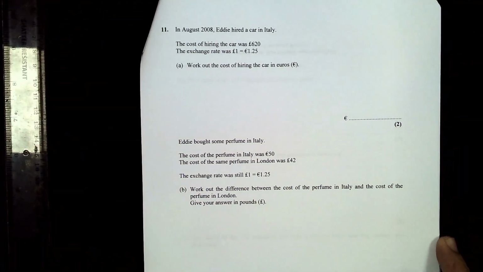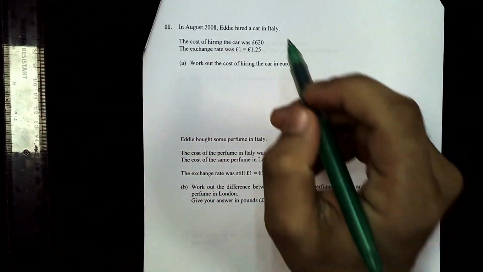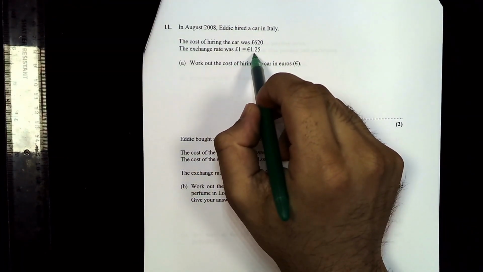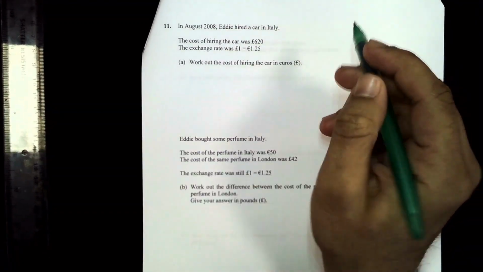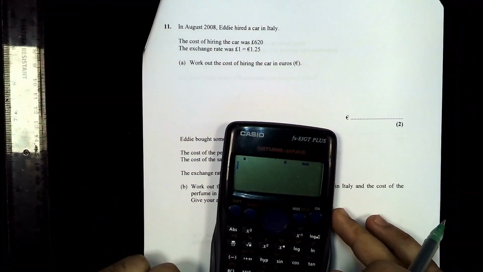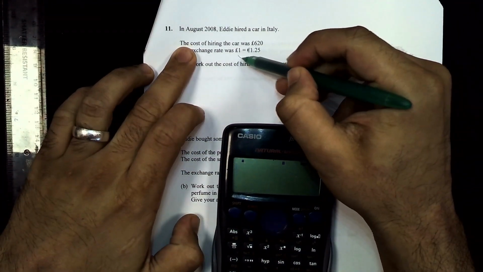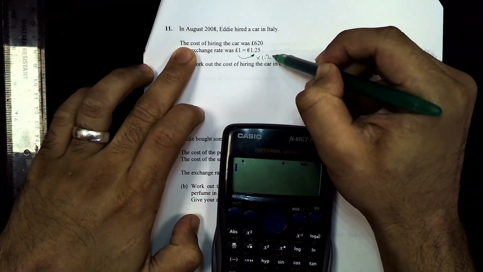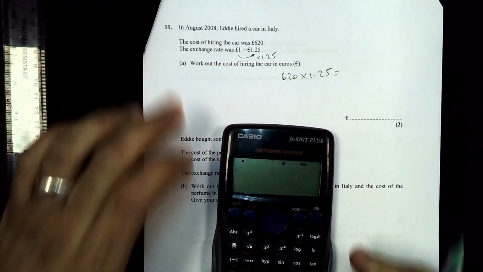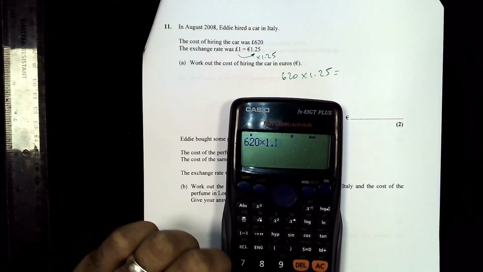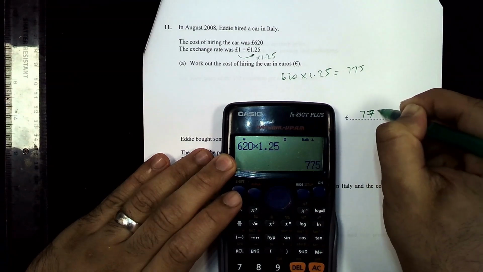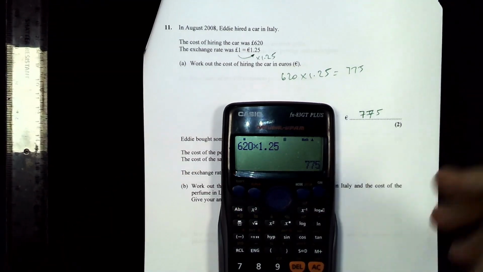Question 11. In August 2008, Eddie hired a car. The cost of the hiring was £620. The exchange rate was £1 equals €1.25. Work out the cost of hiring the car in euros. I'd say this is the first question I've actually needed the calculator for. So how do I turn pounds into euros? The answer is you times by 1.25. So 620 times 1.25 is 775 euros. Sorry, my handwriting's really bad, but 775.